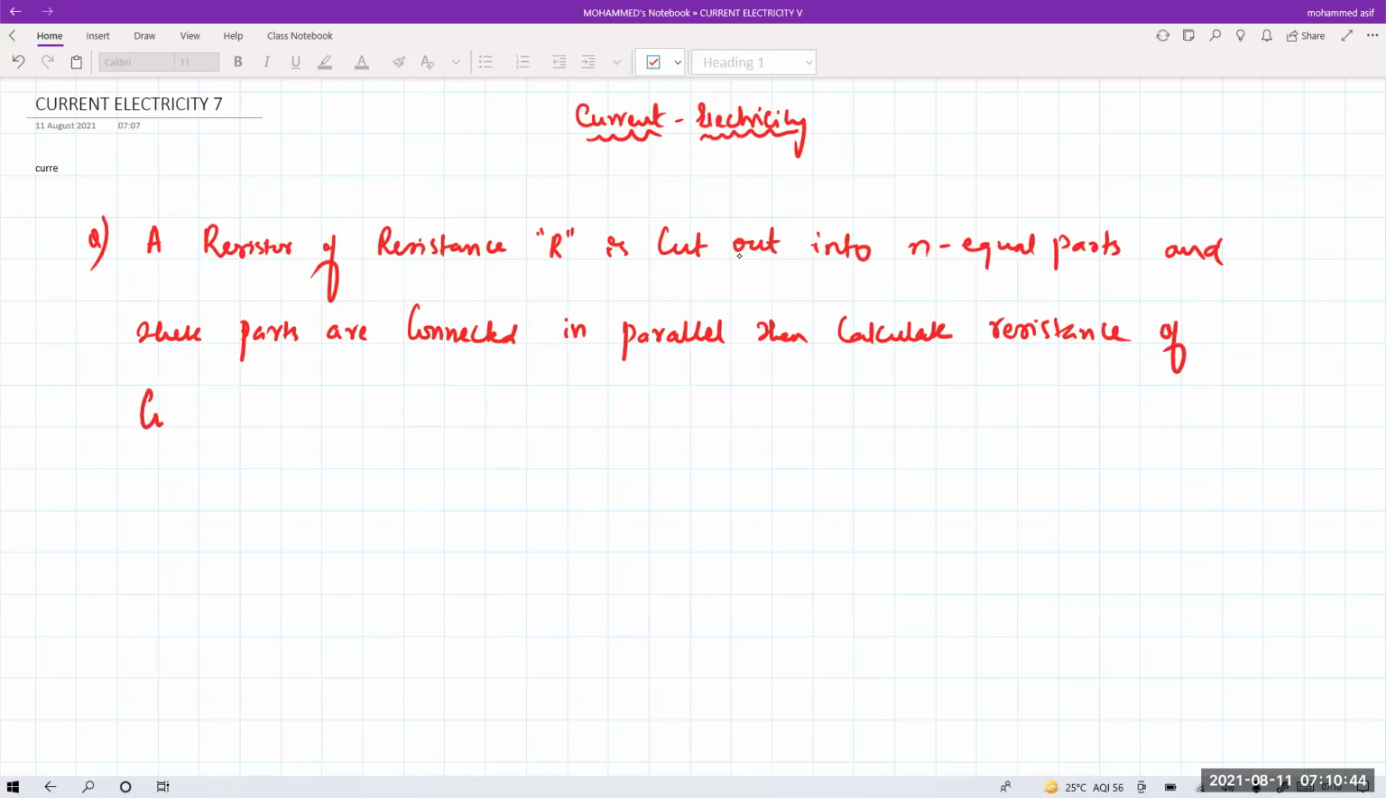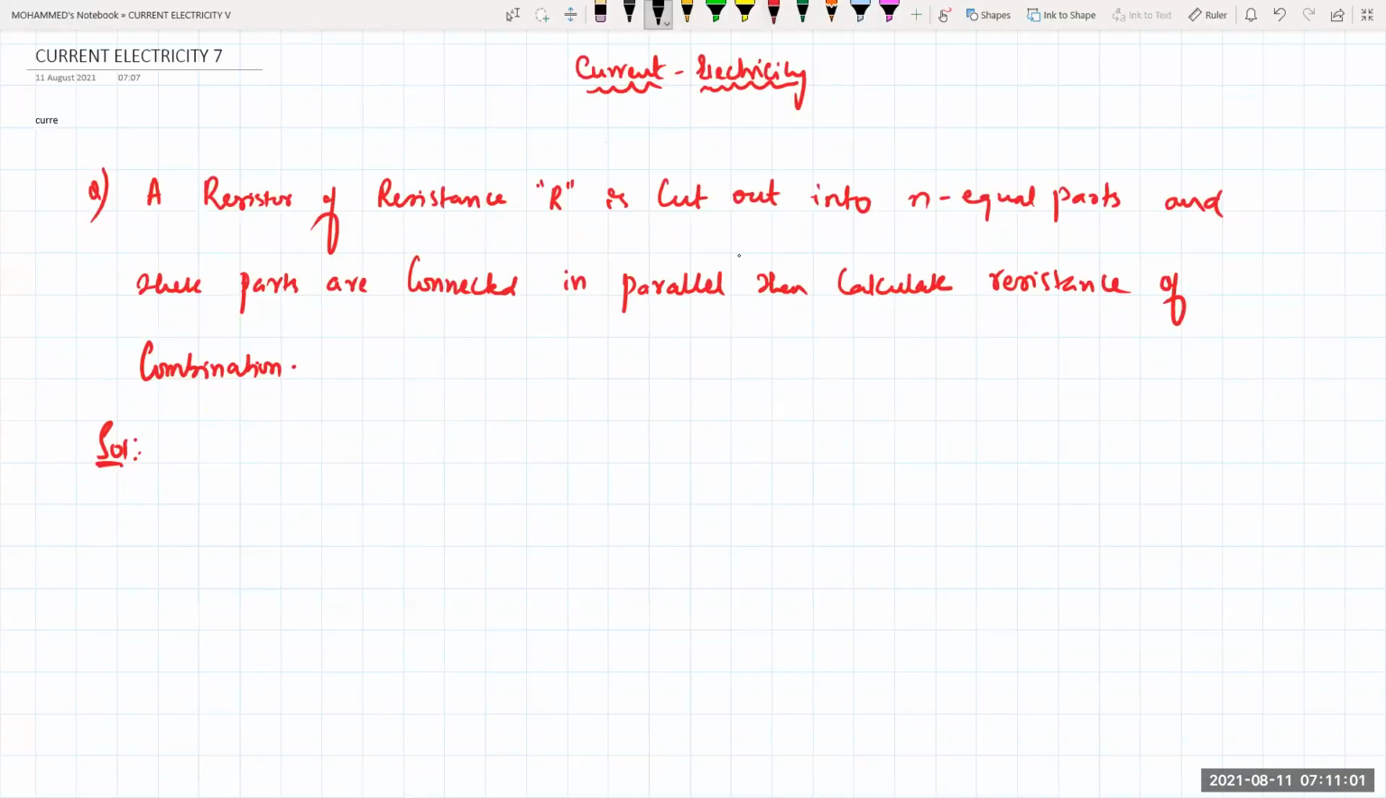Series parallel combination. A resistor of resistance capital R. See, this is your resistor of resistance capital R. This is a terminal A, this is a terminal B. This is your R. This resistor is then right now cut out into n equal parts. That means I'm cutting it into n equal parts. Say for example, this is your one part, this is another part, this is another part. Like that, n parts we are taking.